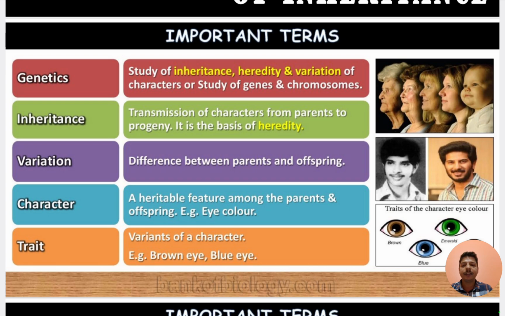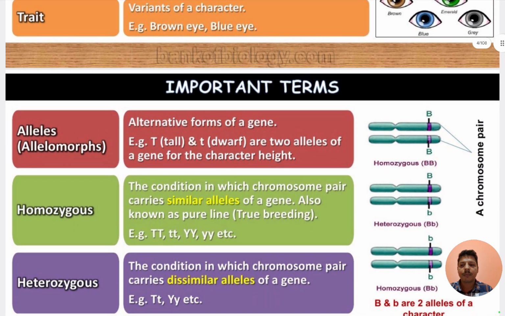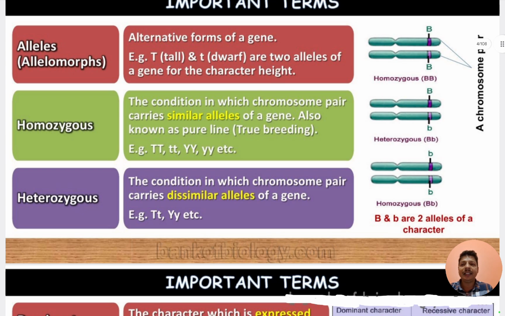Coming to character, it is the heritable feature among the parents and offspring. Example, eye color. And finally, traits. Traits are the variants of a character, that are brown eyes, blue eyes, etc. Next, alleles or allelomorphs. It is the alternative form of a gene. Example, capital T for tallness and small t for dwarfness are two alleles of a gene for the character height.